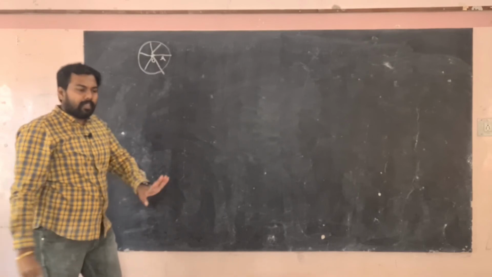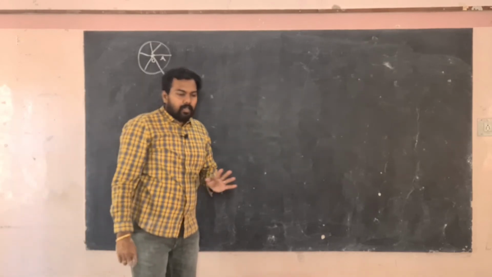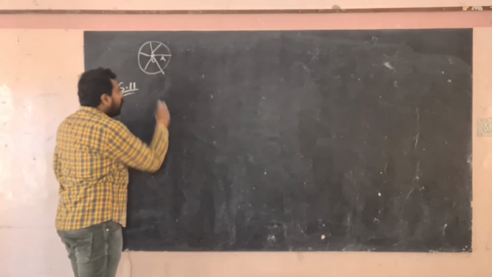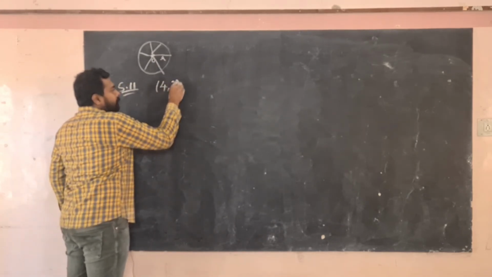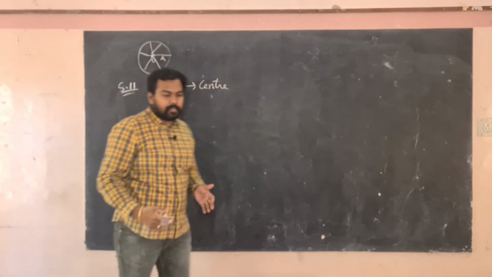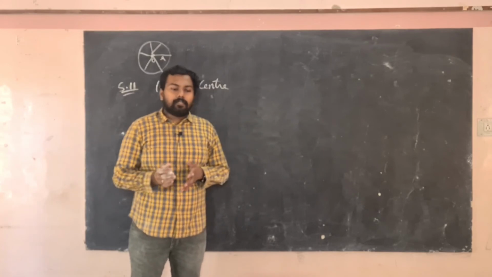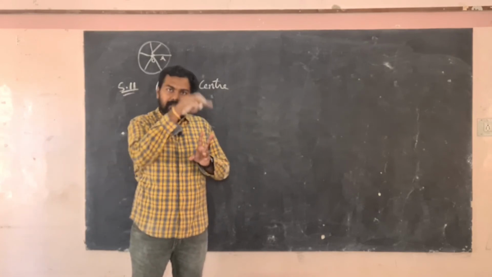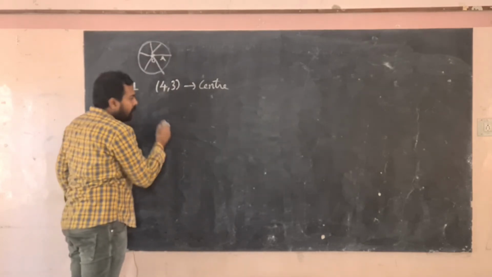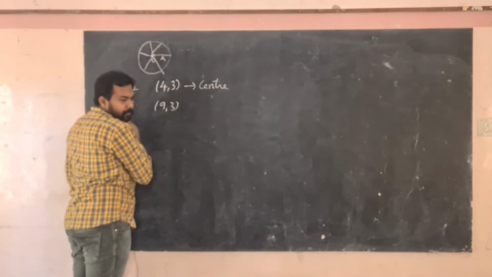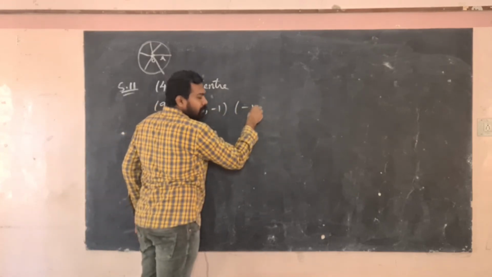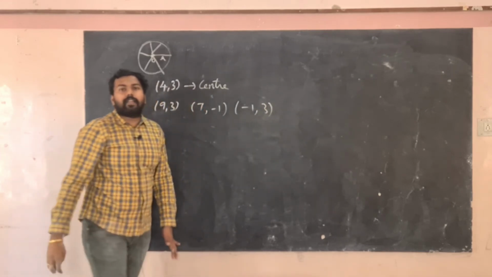So that is what they have asked us to prove. Question number 5.11: show that 4,3 is the center of the circle passing through the points 9,3, 7,-1, and -1,3. Also find its radius.